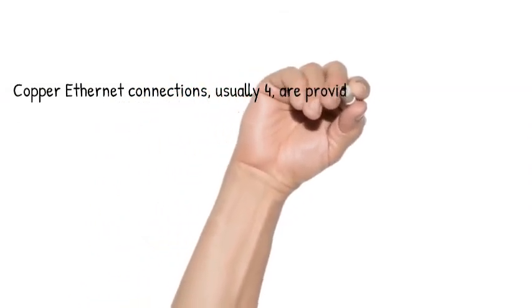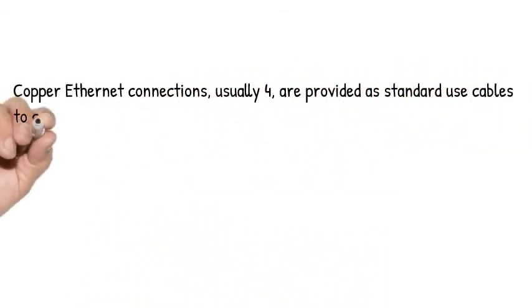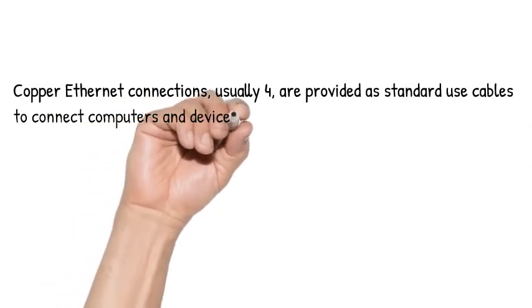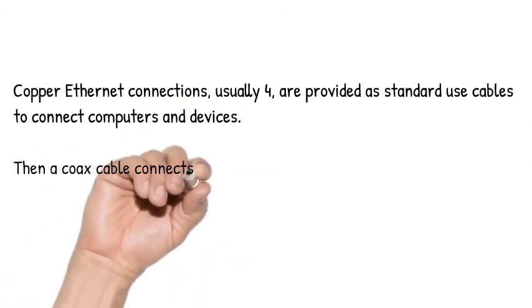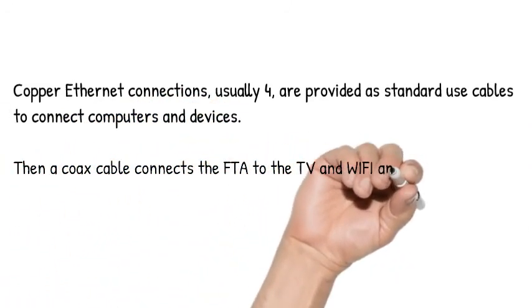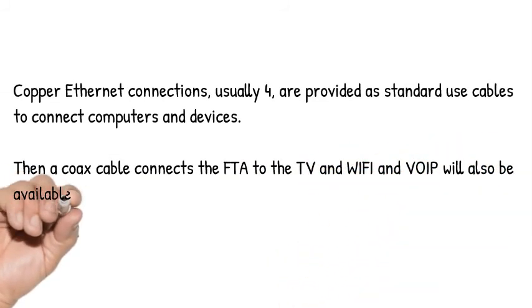Copper Ethernet connections, usually 4, are provided as standard to connect computers and devices using cables. Then a coax cable connects the free-to-air TV and Wi-Fi. And VoIP will also be available in most variants of the optic network terminators.